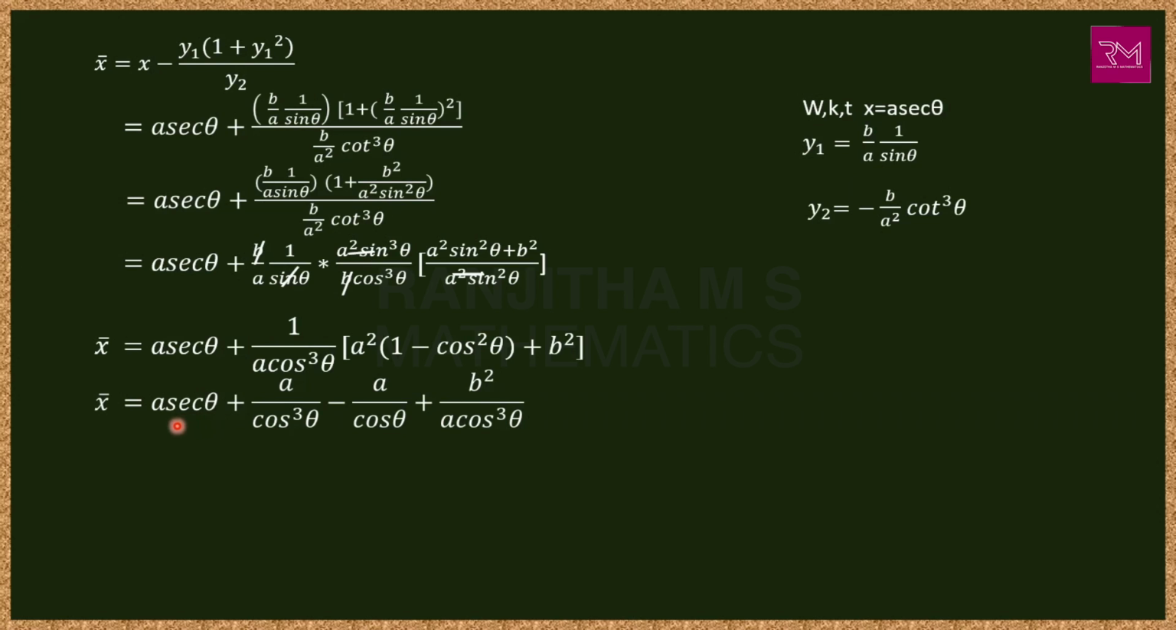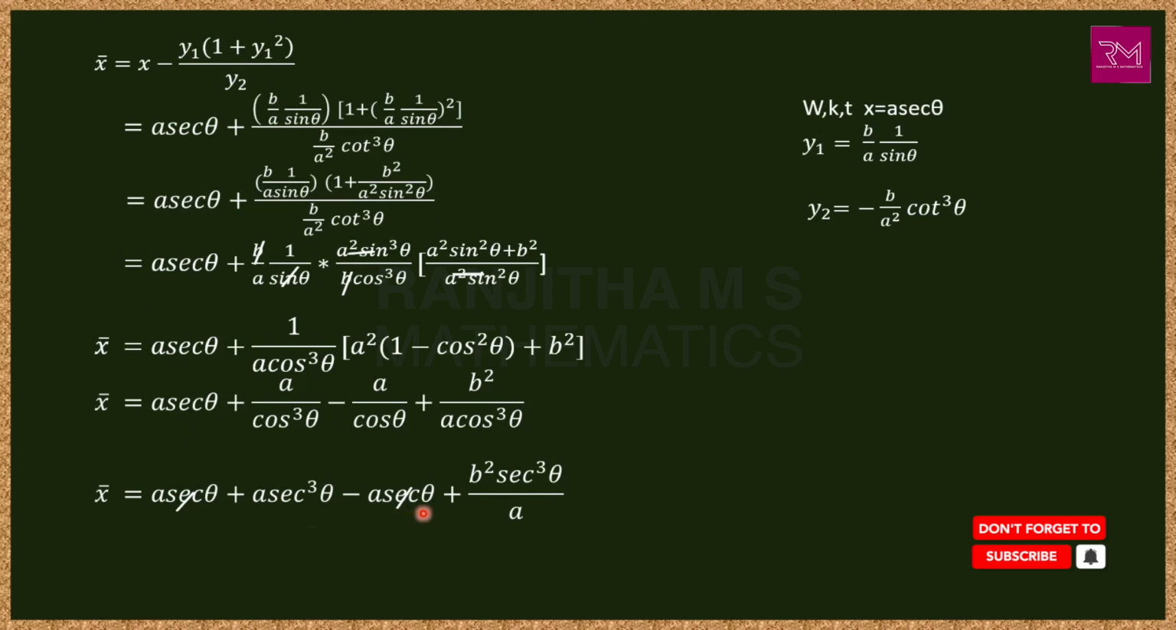In the next step, here we have a into secant theta, but here all the three values are in cos form. Hence we have to take this cos theta in terms of secant. We know that cos theta and secant theta are reciprocals of each other. Hence we can write x bar which is equal to a into secant theta plus a into 1 by cos cube theta, we can write it as secant cube theta, minus here a into 1 by cos theta is secant theta, plus b square by a into 1 by cos cube theta is secant cube theta. Now we cancel the term plus a secant theta minus a secant theta, and the remaining is a secant cube theta plus b square secant cube theta by a.